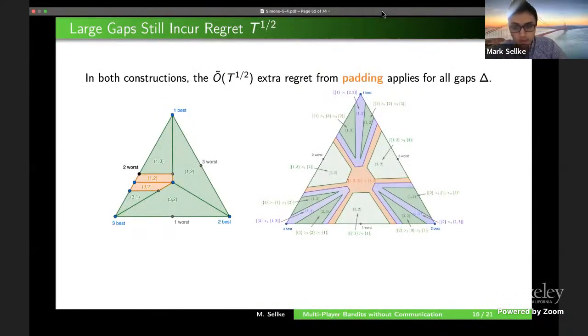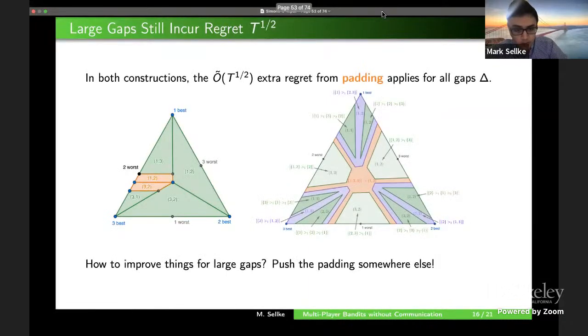Now in this construction, if we turn to looking at gap-dependent regret, which is the last thing I'm hoping to talk about, the square root T additional regret from the random padding applies for all the gaps. So you really get square root T for anything.